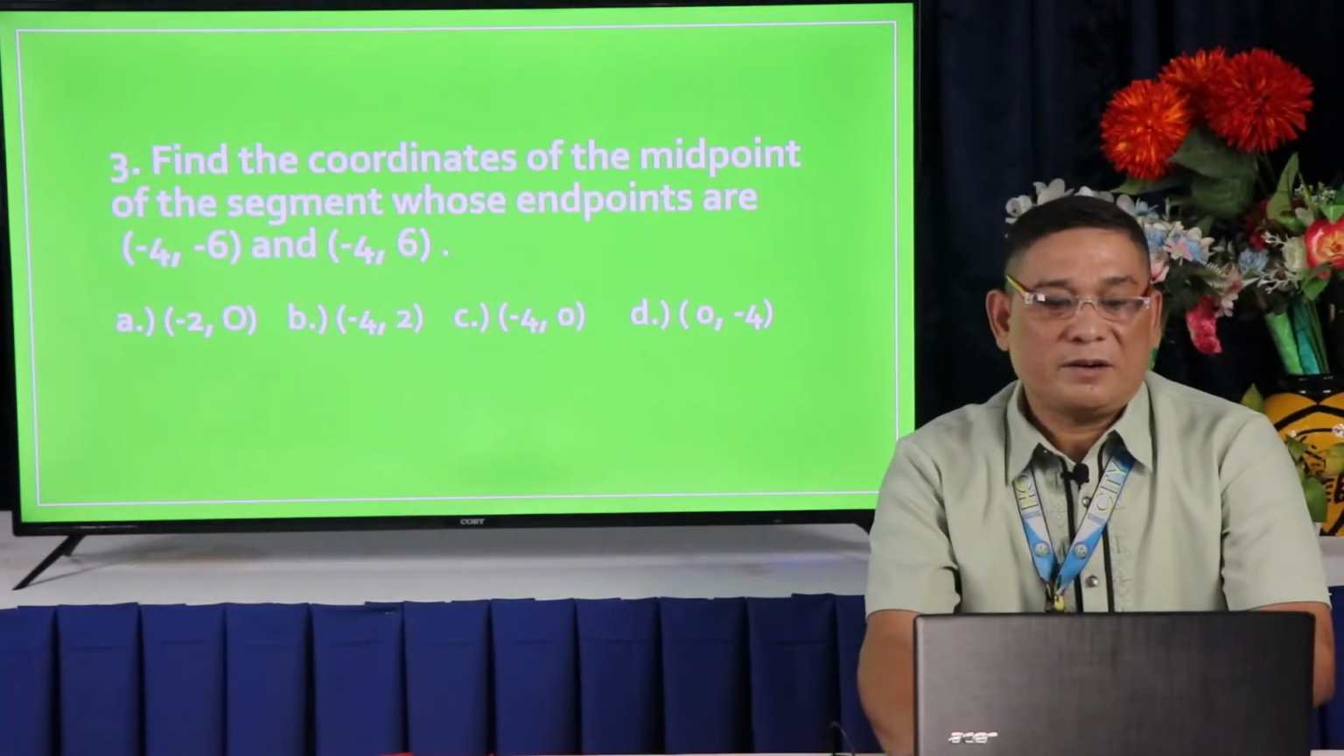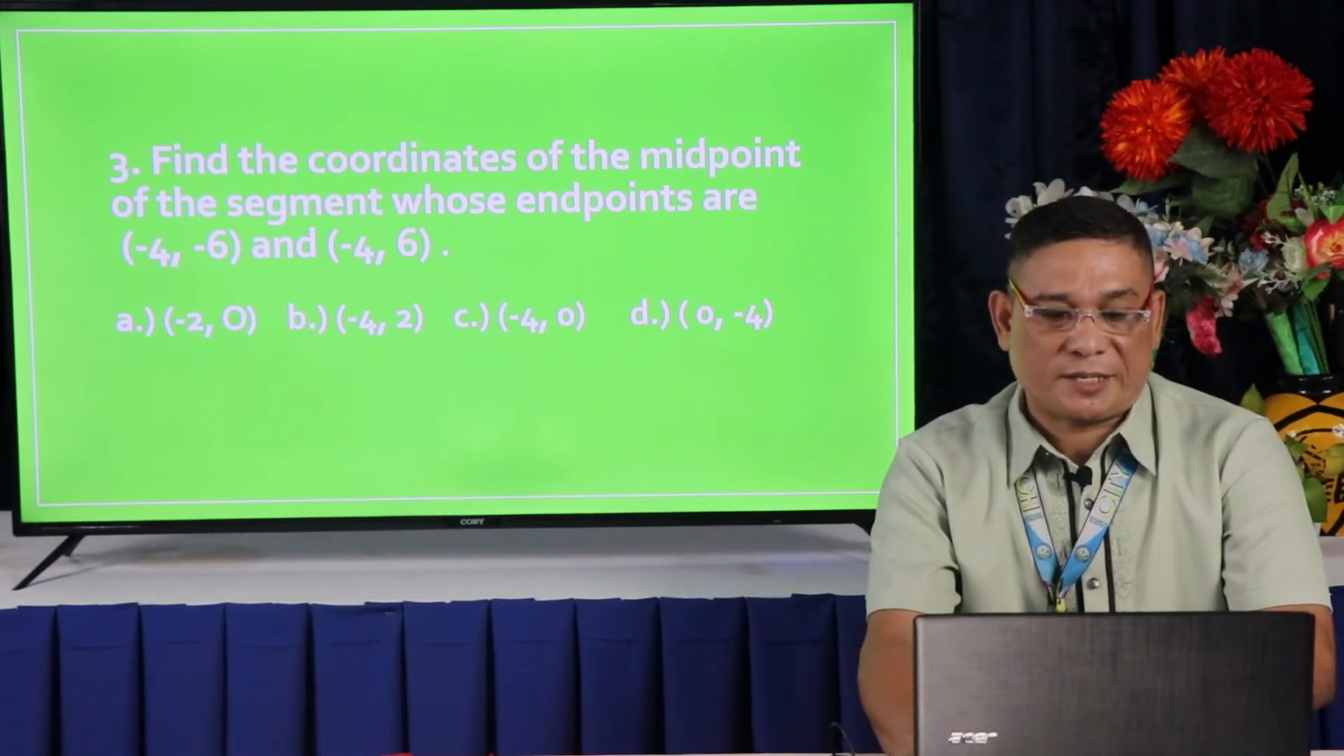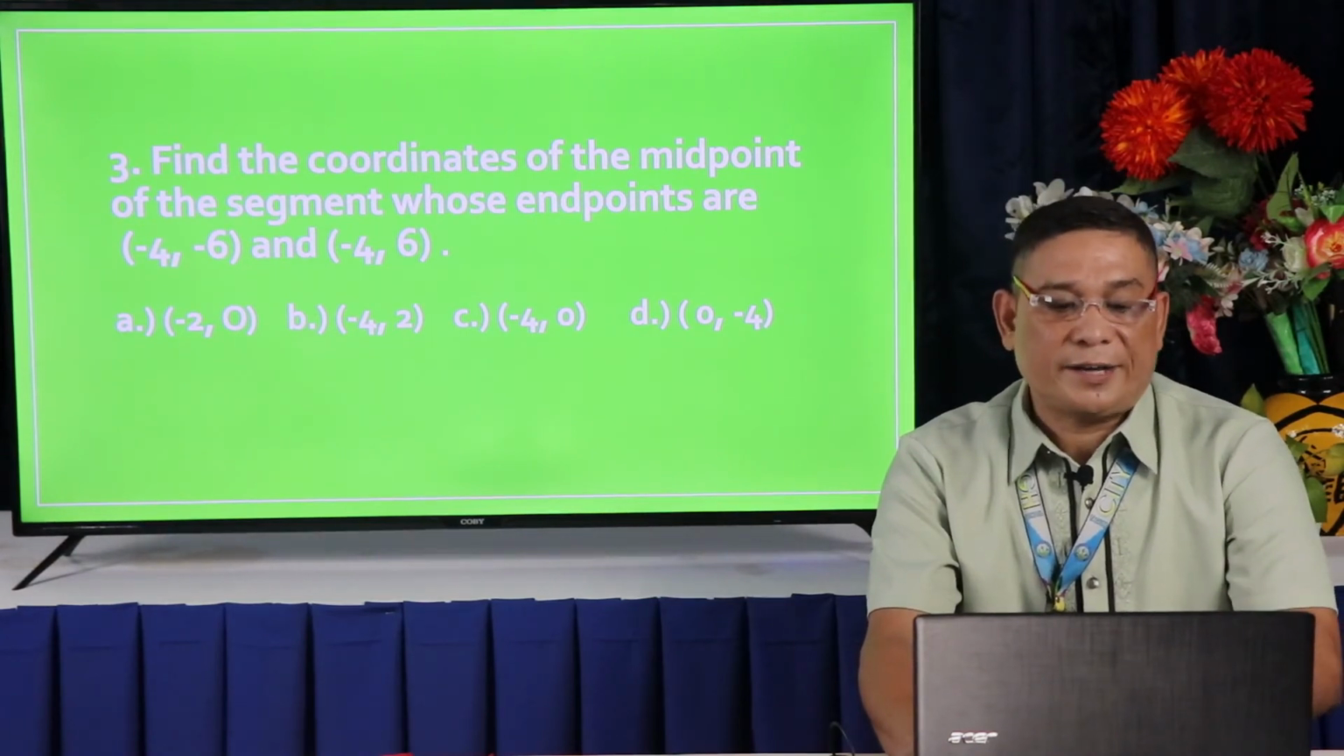Number 3. Find the coordinates of the midpoint of the segment whose endpoints are (-4, -6) and (-4, 6). A, (-2, 0). B, (-4, 2). C, (-4, 0). D, (0, -4).